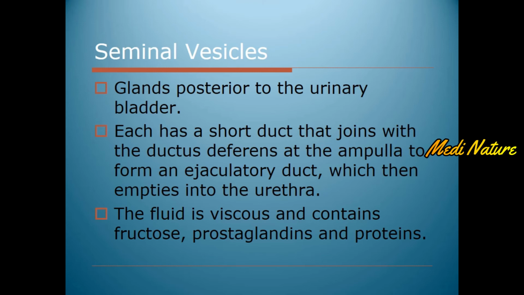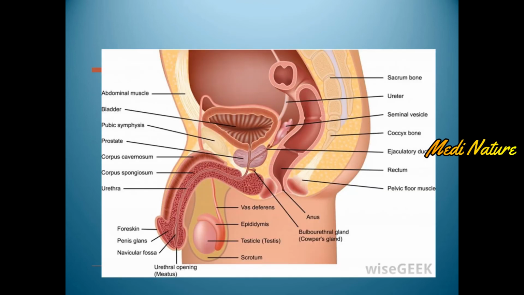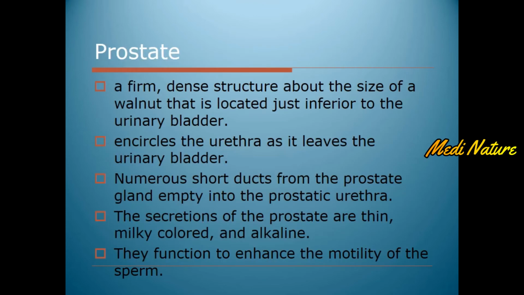The fluid which is secreted by seminal vesicles is viscous and also contains fructose, prostaglandins and proteins. It is important for the nourishment of the sperms. So here you can see the location of seminal vesicle. Prostate or the prostate gland is a firm, dense structure which is located just inferior to the urinary bladder. As the urethra leaves the urinary bladder, the prostate gland surrounds it.